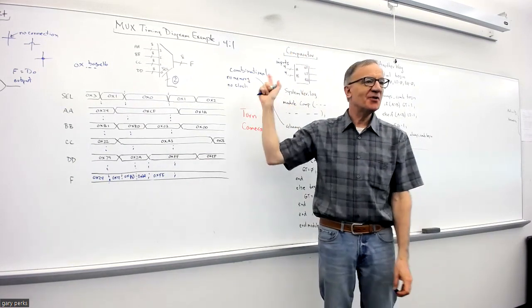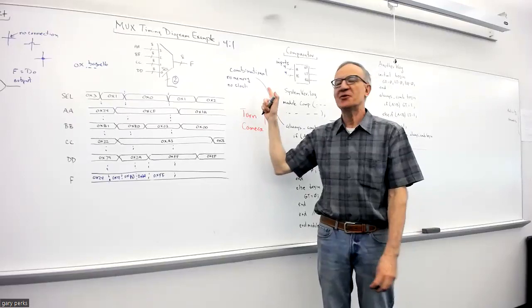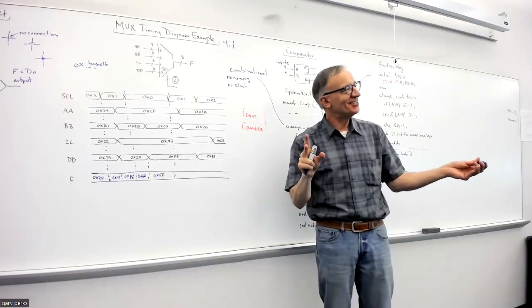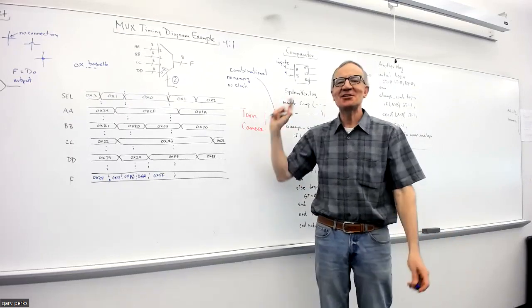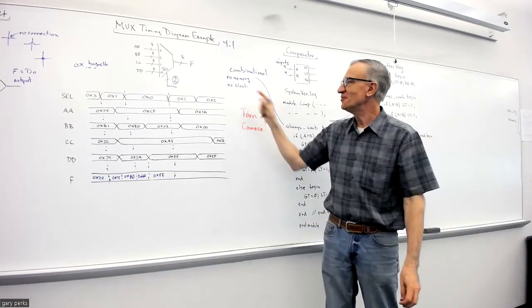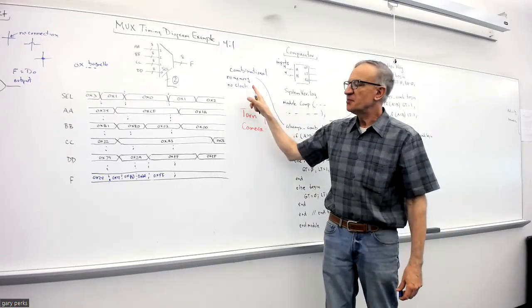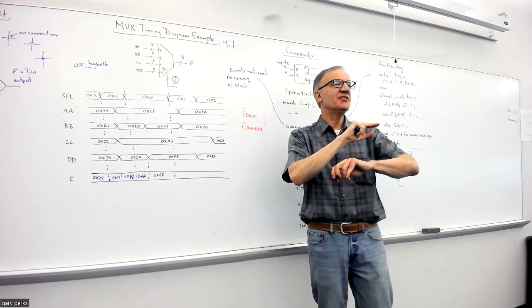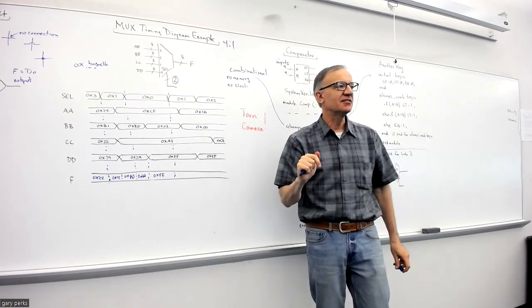Now, we're going to talk about what memory is, and what a clock is, in a couple of weeks. So just know they don't have it. You don't need to know exactly what these things are yet. I mean, you will eventually. But that's what makes something combinational. No memory, and if you don't have any memory, you don't need what's called a clock.